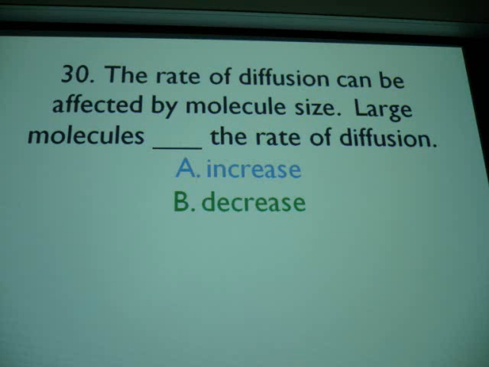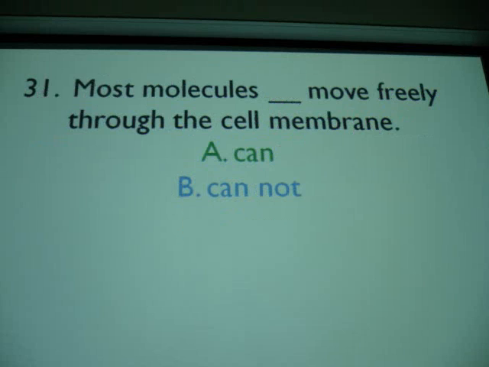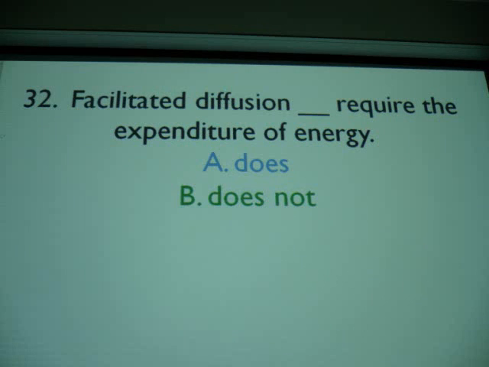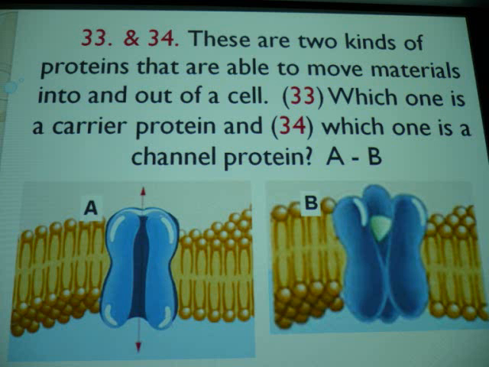Large particles do what to the rate of diffusion? Hard to move a big old thing around, so the bigger you are, the harder it is to move you, so it's going to slow down diffusion. Most molecules can or can't? They cannot. That's what they have the cell channels for. If most of them could, you wouldn't need the cell channels. Facilitated diffusion is still diffusion. So it does not. It's still diffusion.